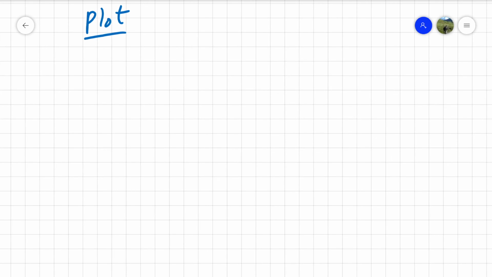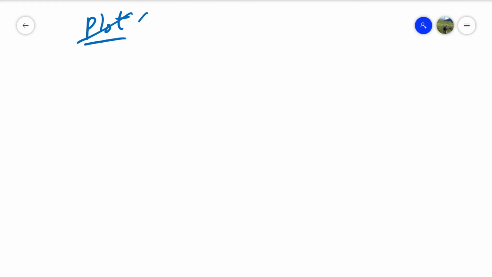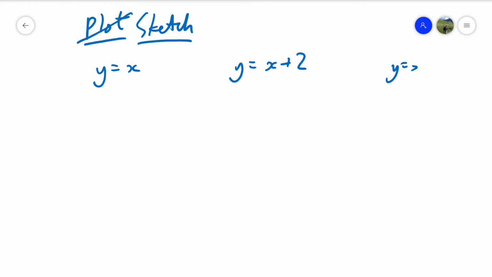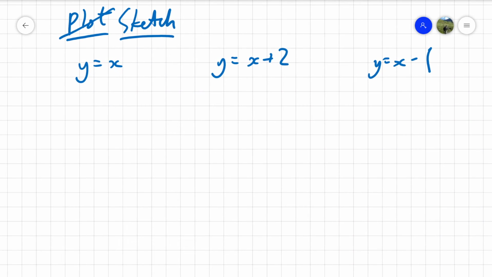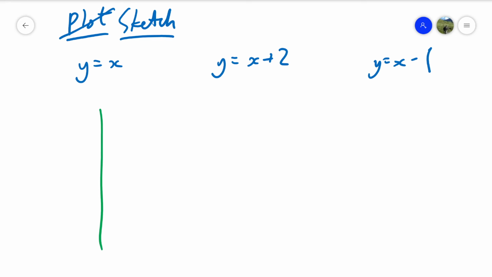Oh, it's a plot question. Let's change it to sketch, because that way I'll knock marks off if you make it too neat. I'd like you to do y equals x plus 2, y equals x minus 1. Oh my goodness. I'm actually just going to get started now. Do you want to not pause the video yet? It's up to you because I've got to draw the axes and stuff.